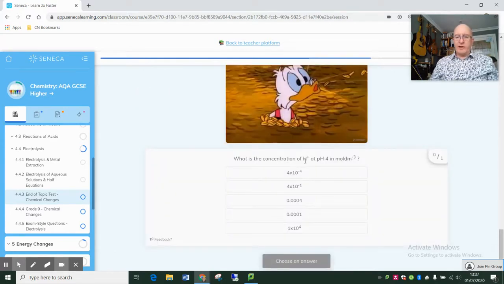What is the concentration of H plus at pH 4 in moles per decimetre cubed? So the pH corresponds to a concentration of 10 to the minus something. So pH 4 will be 10 to the minus 4. That's 4 times 10 to the minus 4. That's the same. This is actually 10 to the minus 4, 1 times 10 to the minus 4. That's the one I'm going to go for.